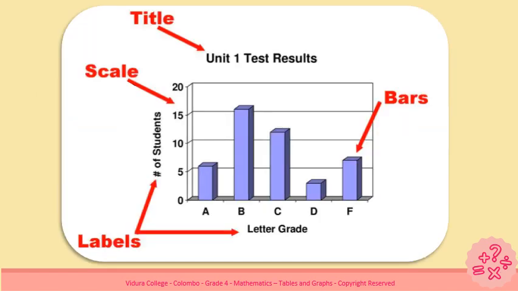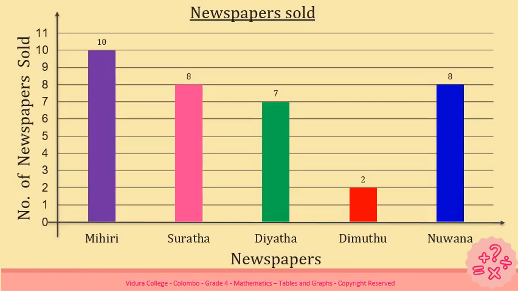This picture shows a graph, children. You can see the 4 main parts of a graph on it: title, scale, labels and bars. Look at this graph, children. This is drawn according to the previous table we discussed. You can see the number of newspapers sold and the names of newspapers, and the numbers you can see on bars. Can you see them? This is how we draw a graph, okay?